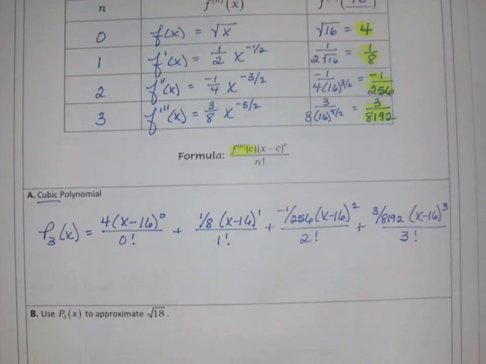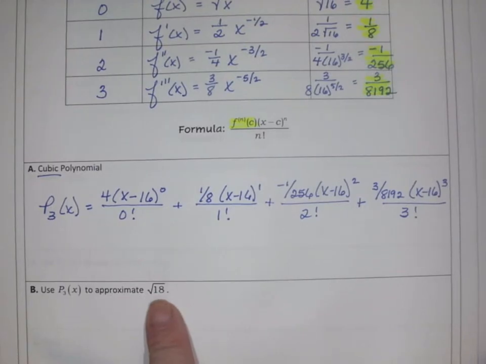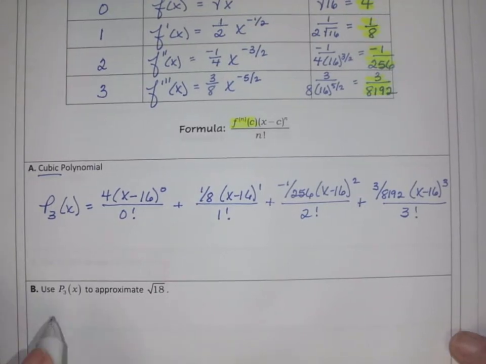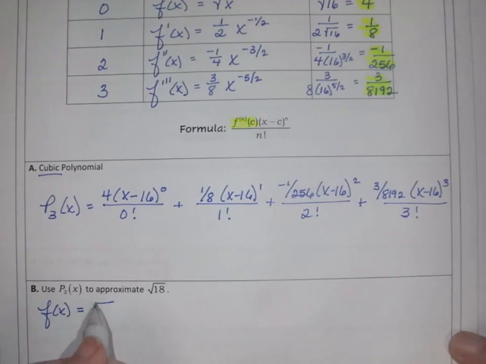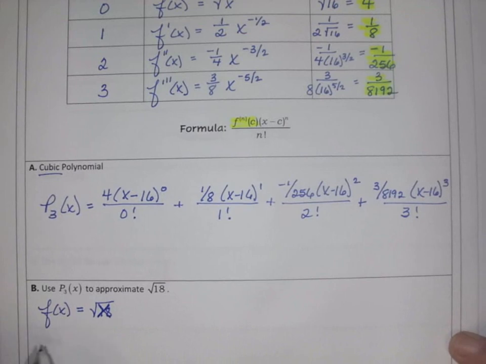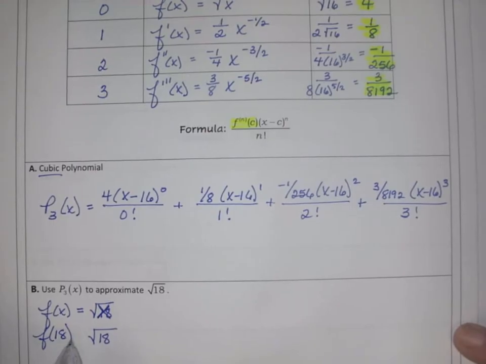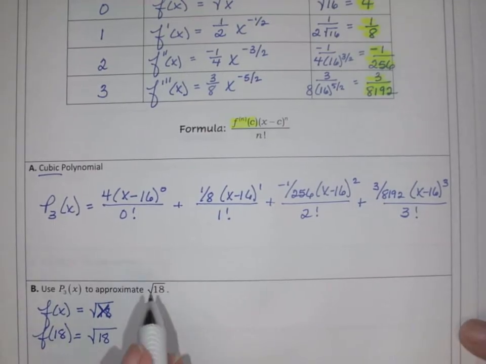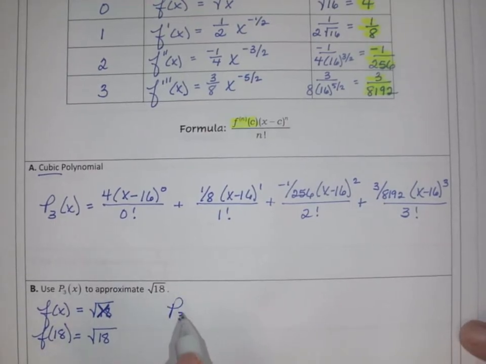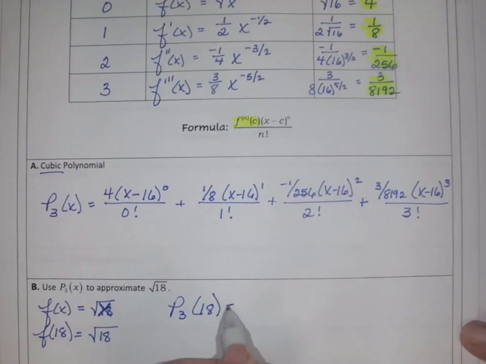All right, it says use P3 to approximate the square root of 18. So our x value of our function, f of x is equal to square root of 18. F of x is equal to square root of x, and we want the square root of 18, then we're looking for f of 18. So we want to find P3 of 18.